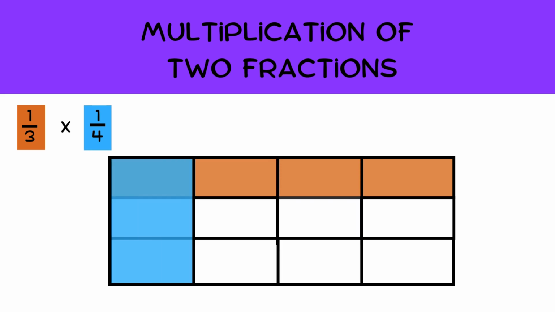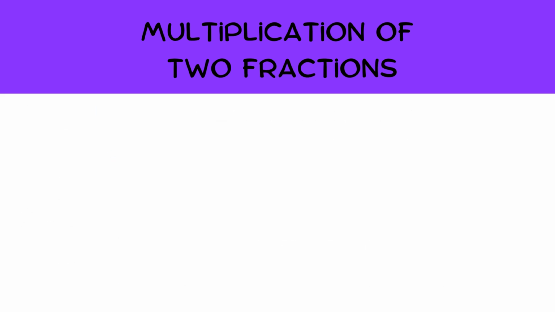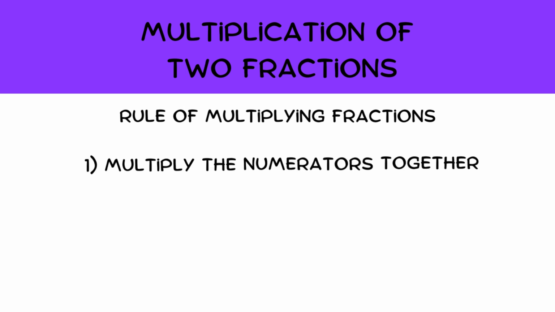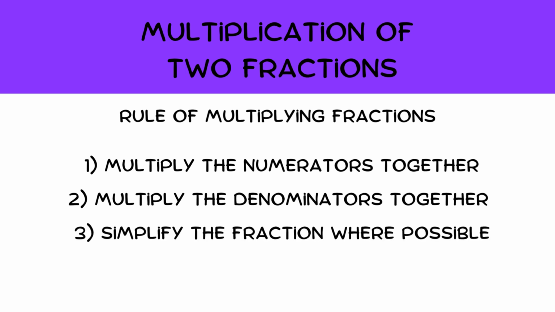What we can notice is that the original column has now been divided into 12 equal squares, and only one of them is shaded with both colors. So therefore, our final answer becomes 1 over 12. This concept is the simple rule of multiplication of fractions, where you multiply the numerators together, then the denominators, then simplify where possible.